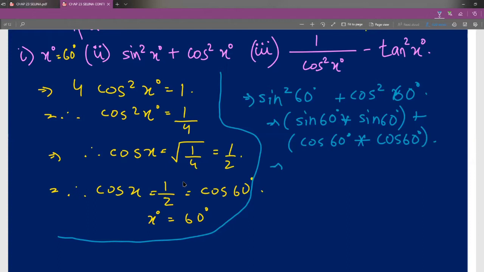So first of all, we'll find sine 60 degree. So over here, sine 60 degree can be written as root 3 upon 2. So therefore, root 3 upon 2 into root 3 upon 2, plus cos 60 degree, that is 1 upon 2 into 1 upon 2.